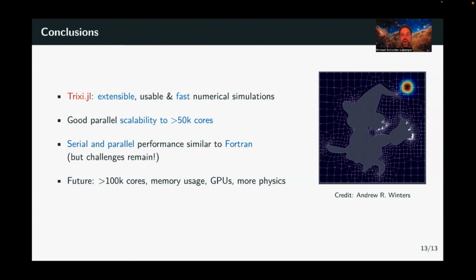In the future, we're of course trying to push this scalability a little bit further to go to more than 100,000 cores. We also want to look specifically at other ways how we can reduce the memory usage to also do this on other machines, and we want to look at GPU computing.